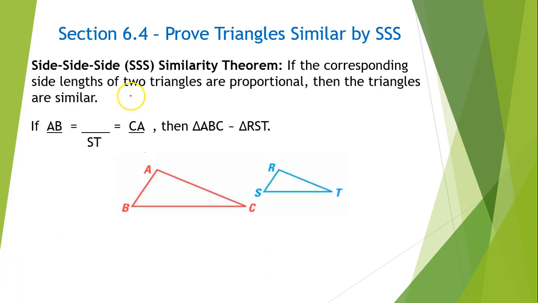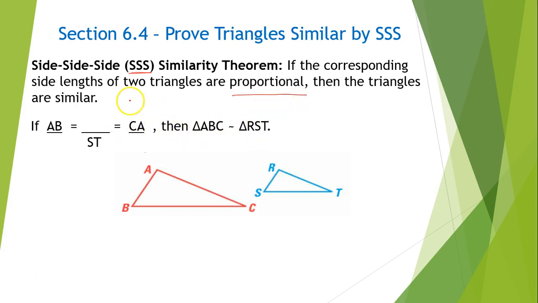All right, so here's another theorem along with the angle-angle that is going to help us in another way in proving that two triangles are similar to one another. We call it the side-side-side similarity theorem, and we just denote it in our proofs by SSS. Here's how it goes. If the corresponding side lengths of the two triangles are proportional, then the triangles are similar.